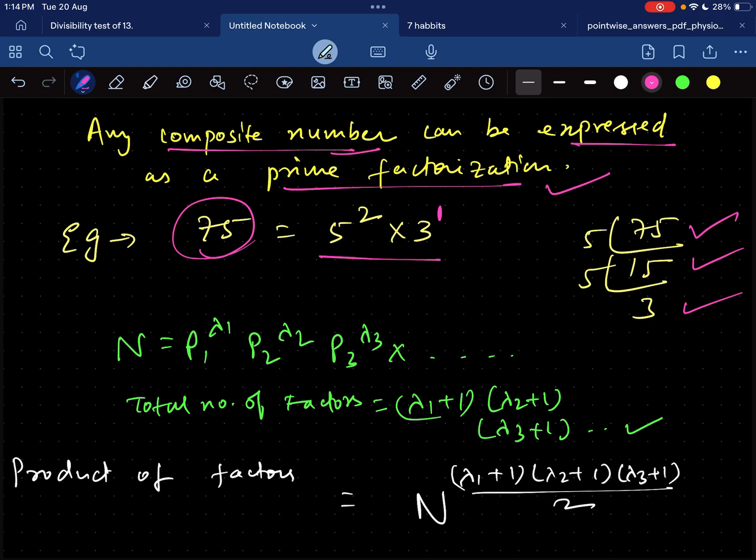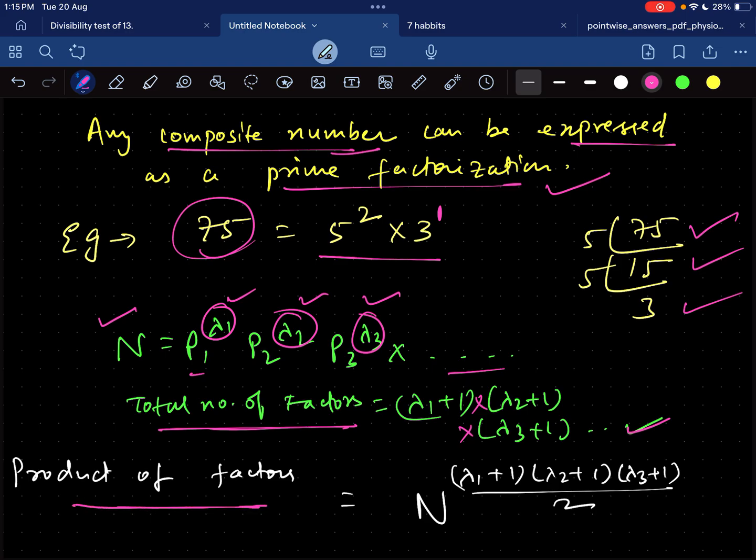Let's generalize this concept. Suppose a number n is p1 power lambda 1, p2 power lambda 2, p3 power lambda 3, and so on. The total number of factors will be (lambda 1 plus 1) into (lambda 2 plus 1) into (lambda 3 plus 1), and so on, where lambda 1, lambda 2 and lambda 3 are the powers of the prime factors. Similarly, if the product of the factors is asked, then it is the number n itself to the power of the total number of factors divided by 2.